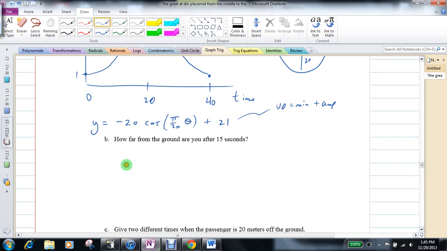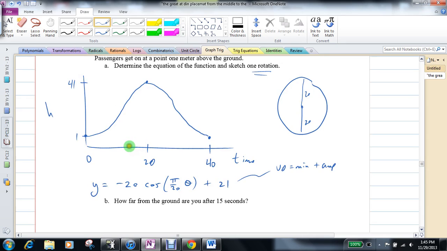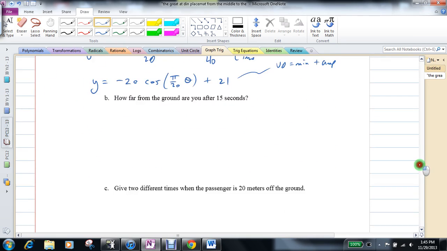So using that equation then, I want to know where I'm at after 15 seconds. We could ballpark it. 15 seconds is right here. Yeah, okay, we're somewhere in the 30s. We could find it accurately by tracing at x equals 15 in our calculator, and we're going to get a height of 35.14 meters.